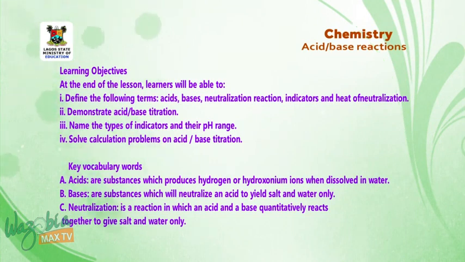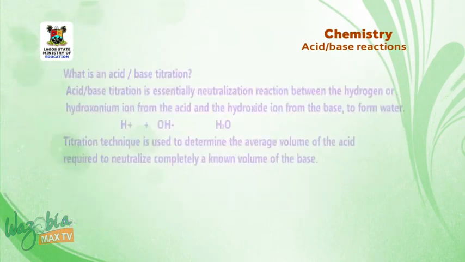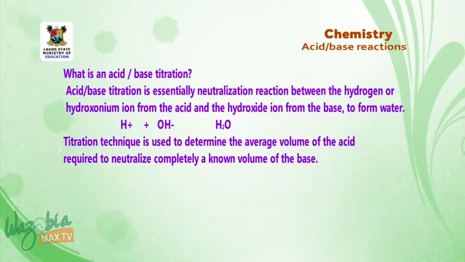Key vocabulary words are: A. Acids. These are substances which produce hydrogen or hydroxonium ions when dissolved in water. B. Bases. These are substances which will neutralize an acid to yield salt and water only. And C. Neutralization. This is a reaction in which an acid and a base quantitatively react together to give salt and water only.